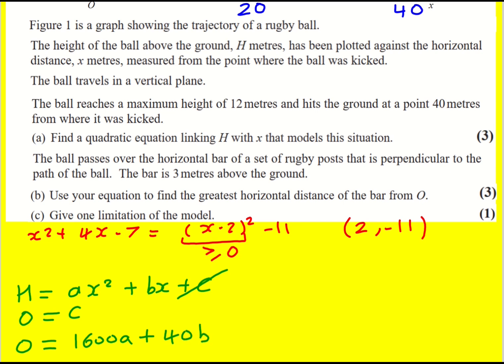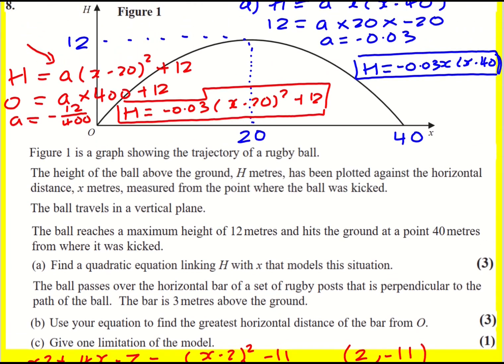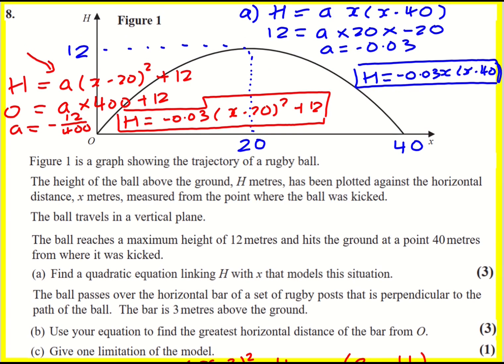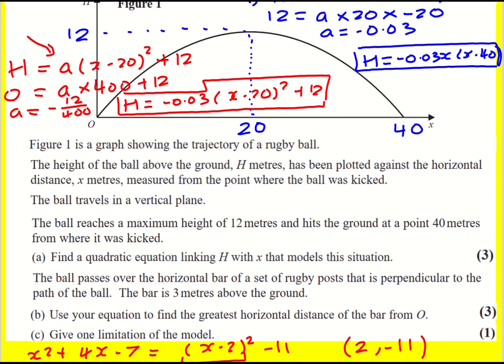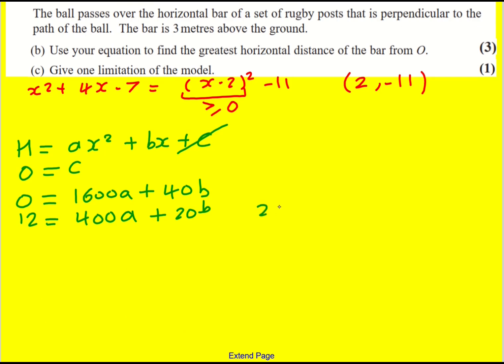Okay, I can't get anything more from there, but I do have my other point. It just happens to be a turning point, but it doesn't have to be for this scenario. We just need 3 points. Whereas for the other ones, we actually needed 2 points because we had that maximum. But I've got 20 and 12. So 12 is equal to 400a plus 20b. I can double this one, so it's 24 equals 800a plus 40b.